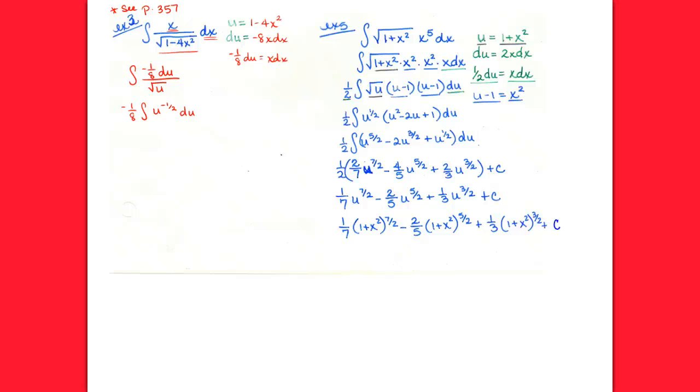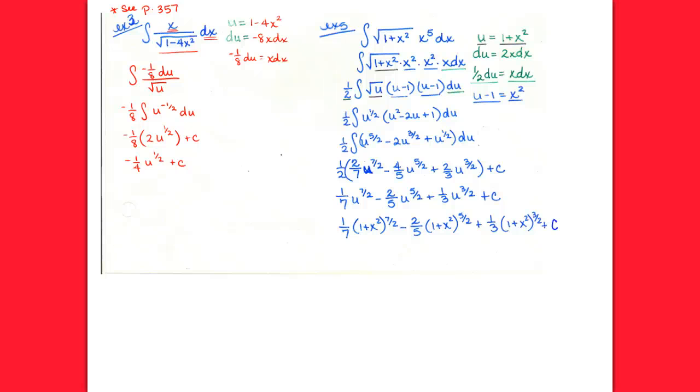And I'm going to move it up to my numerator. So I'm going to write it as u to the negative 1/2. All right, so what's the integration of u to the negative 1/2? U to the 1/2. Yes, u to the 1/2 divided by 1/2. So that would be the same thing as u to the 1/2 times 2 over 1, right? We could say negative 1/8 times 2 and get negative 1/4.